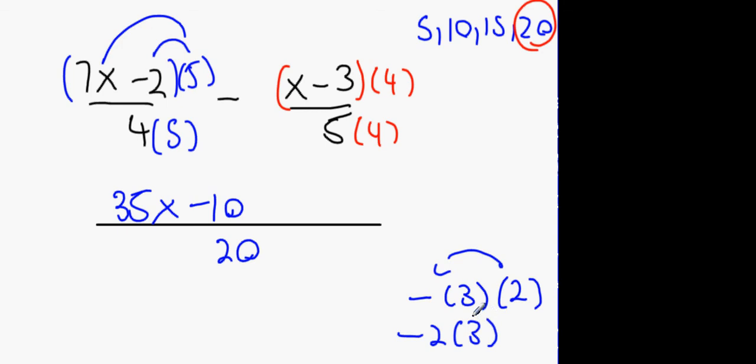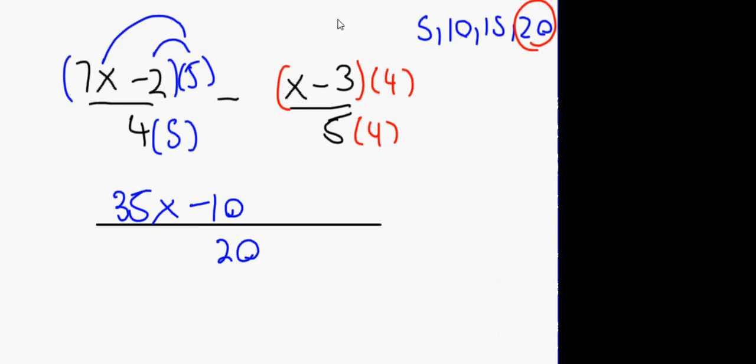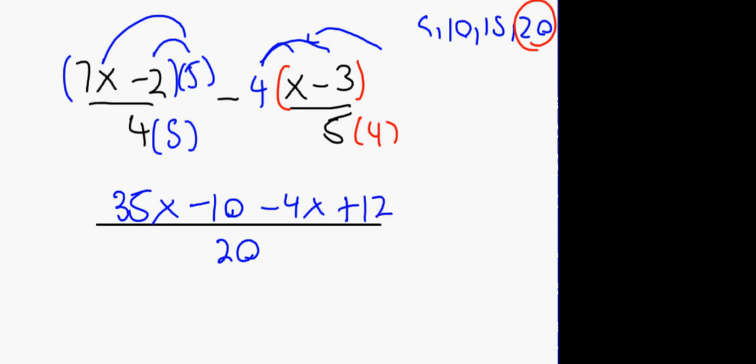Can anybody tell me what I'm going to do with the 4? I'm going to transfer the 4 over here. And what this will do is it will stop us making easy mistakes. Okay? What's minus 4 times x? What's minus 4 times 3? Minus 3? Plus 12. That's the most common mistake you're going to make if you don't get plus 12. A lot of people get minus 12. Right, 35x minus 4x? Anybody? 21x minus 10 plus 12? All over 20. Okay, not too bad.